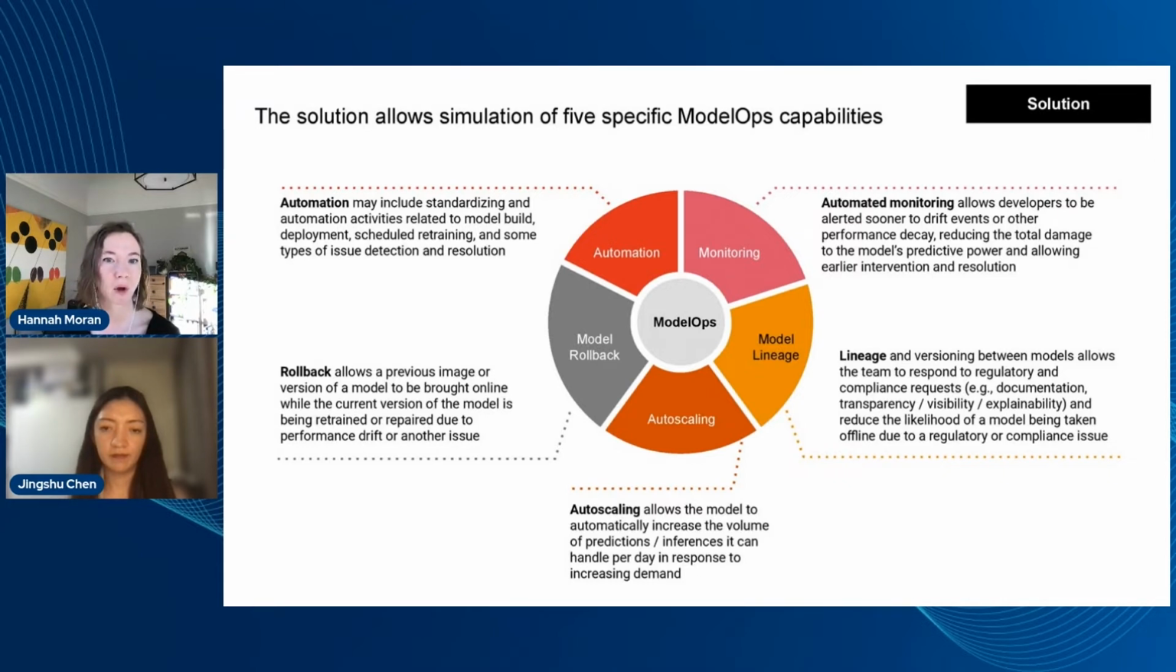And lastly, model rollback. So this is a capability that would allow us to bring a previous image or an older version of the model online while the current version is offline for some reason. So maybe it's getting retrained, maybe it breaks and falls offline. If we can bring another version of it back, even if it's maybe not as good a version or not the latest and greatest, at least there's something available to make those predictions.